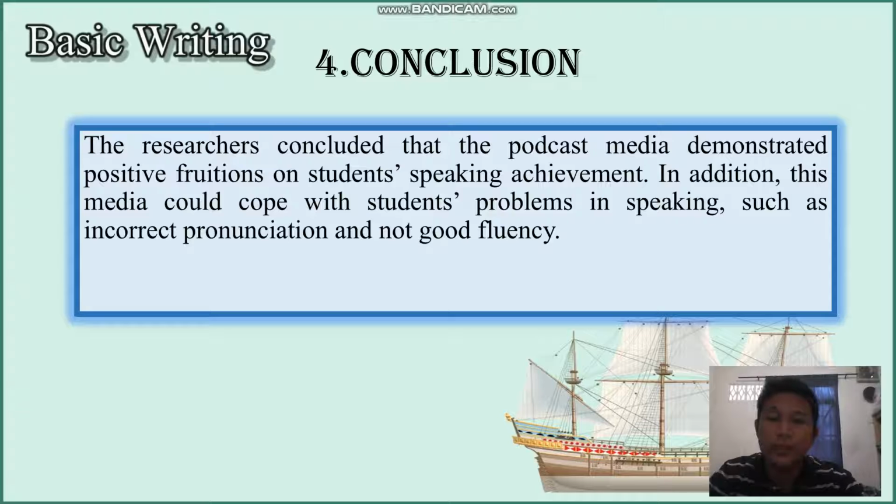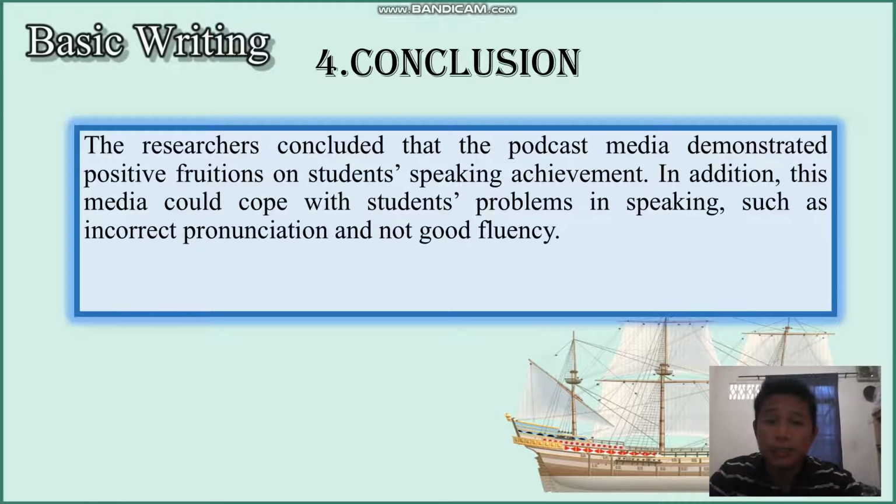Conclusion. The researchers concluded that podcast media demonstrate a positive effect on students' speaking achievement. In addition, this media could help with students' problems in speaking, such as incorrect pronunciation and poor fluency, where these problems only produce an unexpected score to pass the minimum completion criteria, in Indonesian is kriteria ketuntasan minimal.